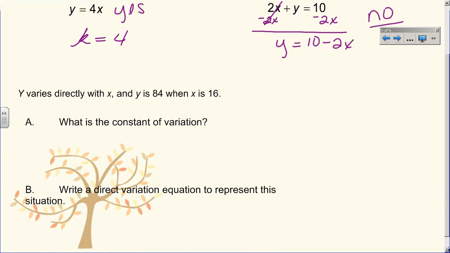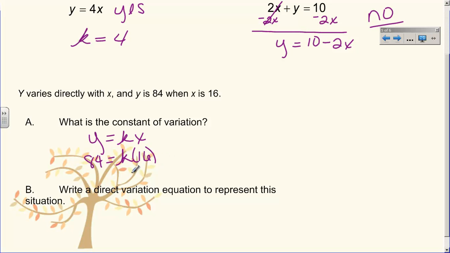So let's practice. You're told that y varies directly with x, and when y is 84, x is 16. First of all, they ask you to find the constant of variation. So here's how this works. Direct variation formula is y equals kx. Well, given the information in the problem, I know that y is 84 and x is 16. So I'm going to plug those numbers in.